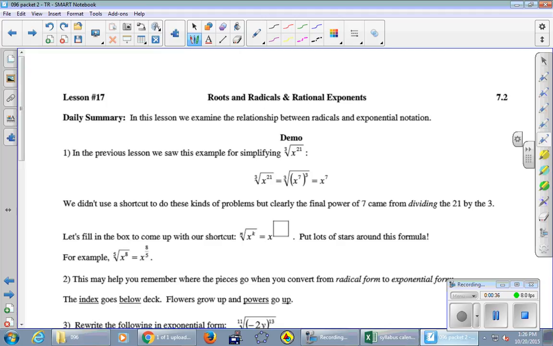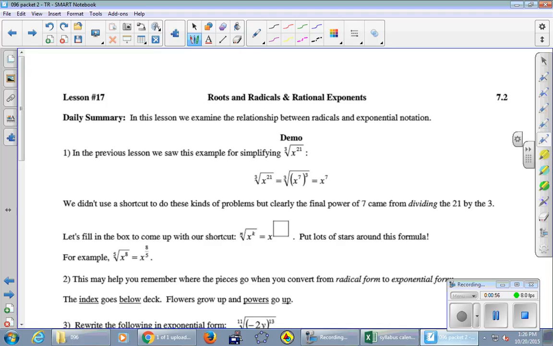And I said, hey, don't use a shortcut, but we saw what the shortcut was. What can we do with 21 and 3? We divide them, right? 21 divided by 3 gives you the 7. That's the answer up there. So we're going to fill in the box to come up with our shortcut. Nth root of x to the k is x to a. I know it's a division.